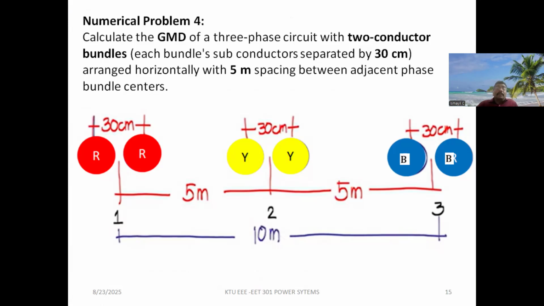Here I am representing my R phase by that subconductor. Similarly, for my Y phase, that is again 2 conductors, and my blue phase, that's again another 2 subconductors. And as given in the problem, the distances are given 5 meter and 5 meter, and the total distance between 1 and 3 is 10 meter. Now we will see how to solve.